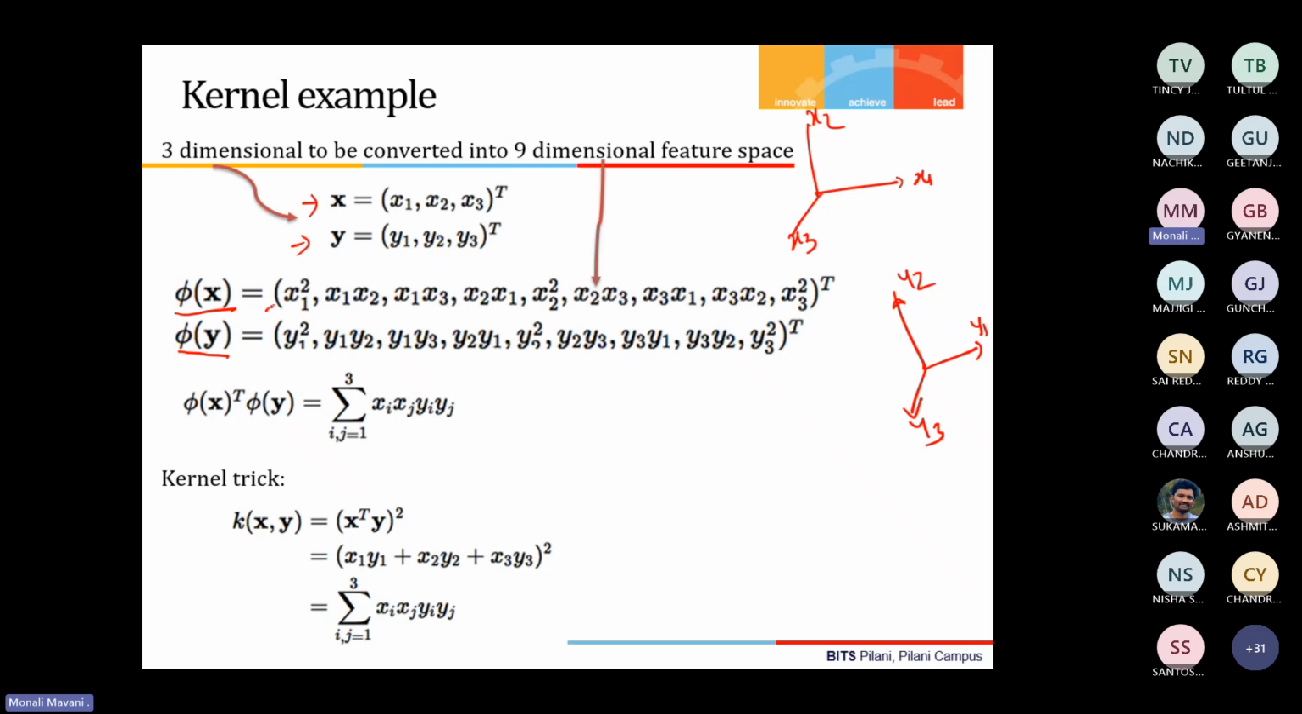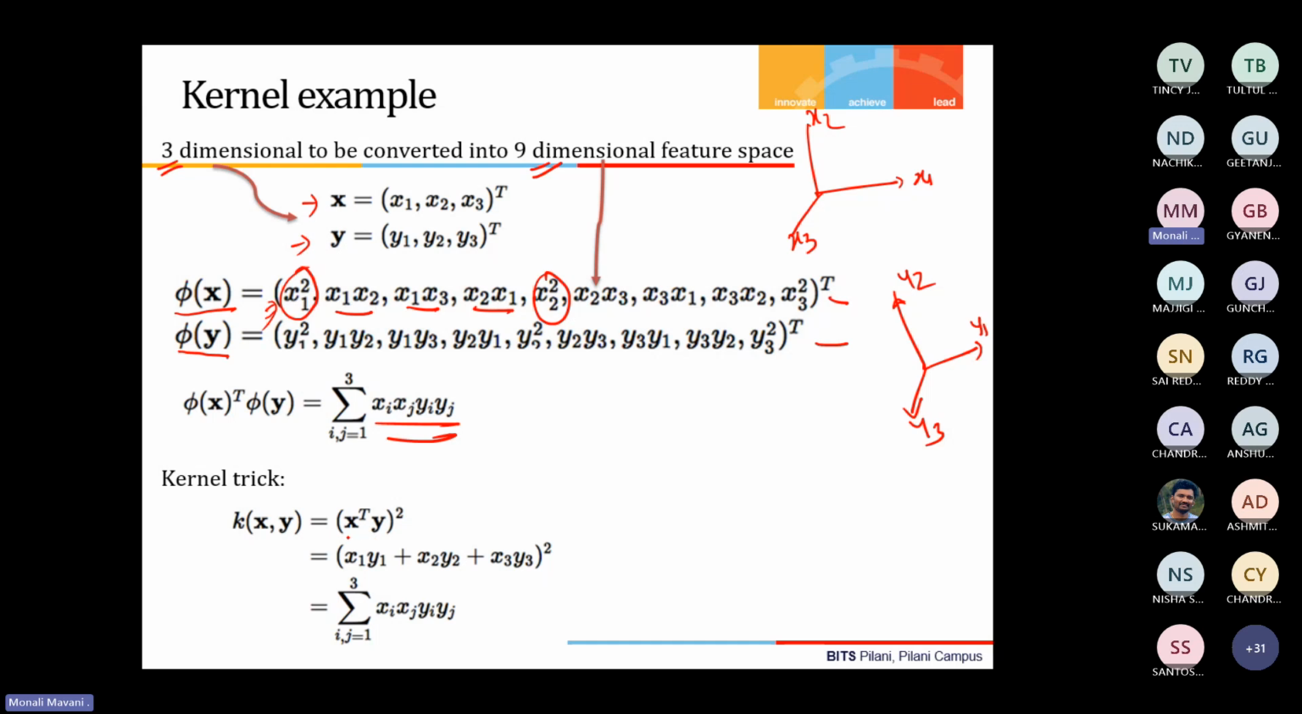This is the way we define it: 3-dimensional data converted into a 9-dimensional feature space. So you take x1 square, x1 x2, x1 x3, x2 x1, x2 square, and so on. This way we generate new features. Then perform the dot product between these two. This is one vector and this is another vector, and it will be reduced to this equation.